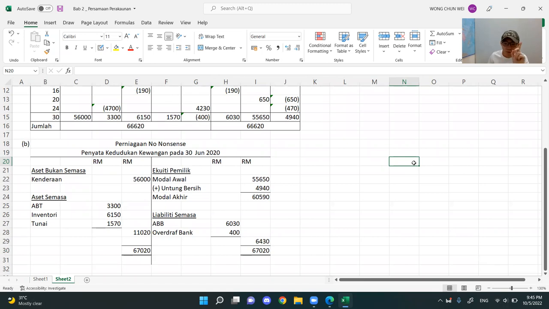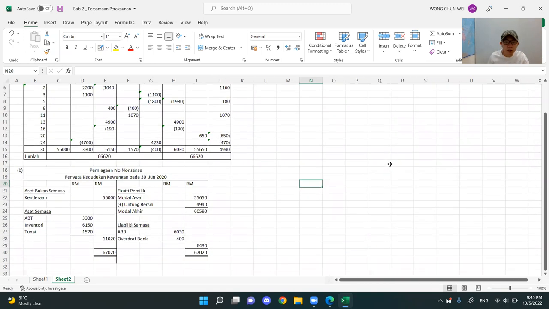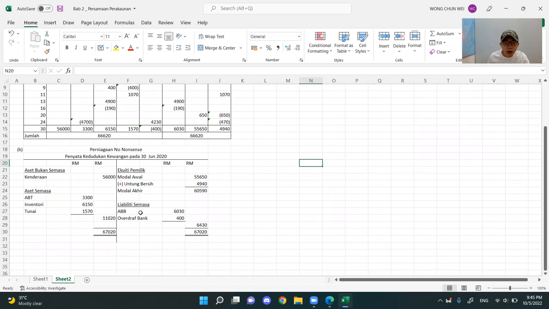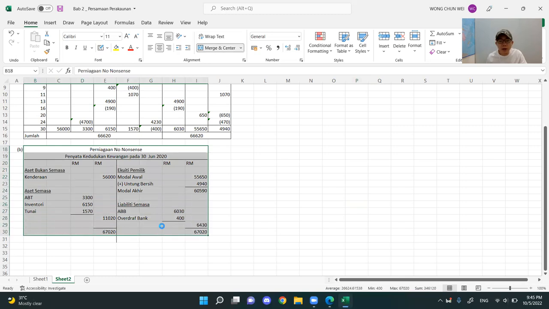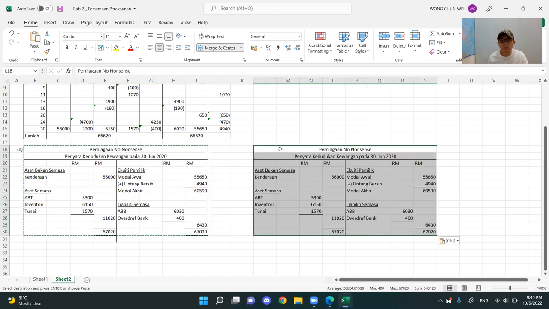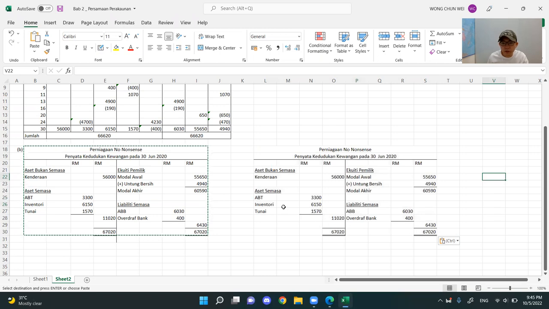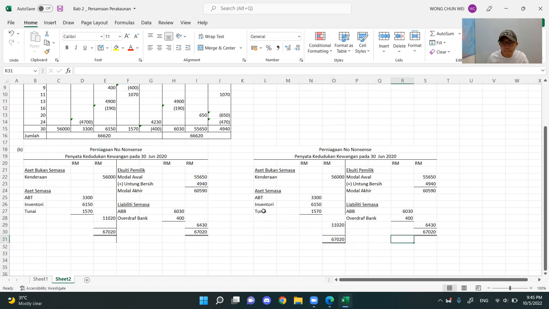Now, for this question, I don't put overdraft bank here. If I do it the other way, see the magic of it. So here I put bank, okay? So the bank is how much here? The bank is minus 400, right? Okay, so this one will be gone.